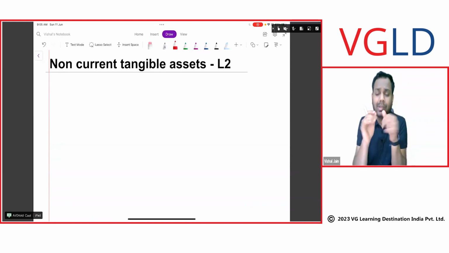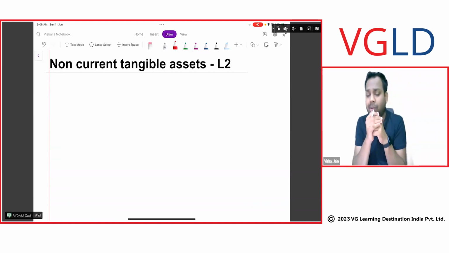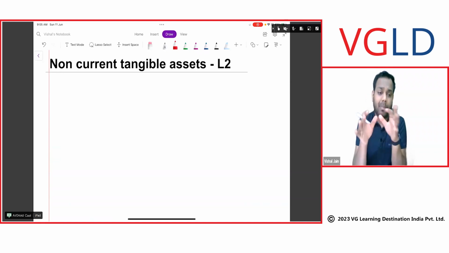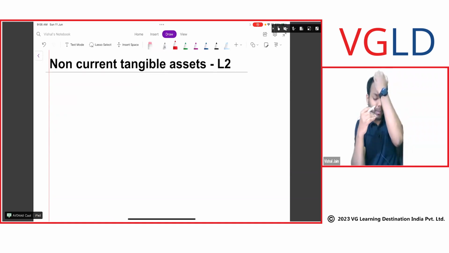If both the things are satisfied, it is then only an asset can be recognized in the financial statements as property, plant, and equipment. Okay, so that's the relevance of the recognition principle. Now further, the third one which you have to study is the measurement principle.